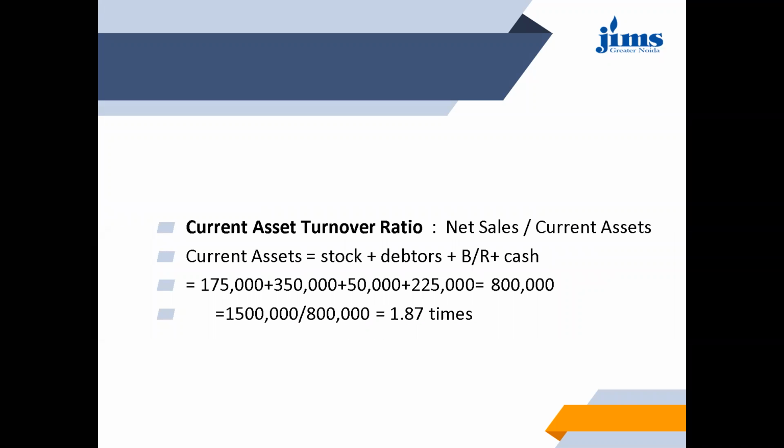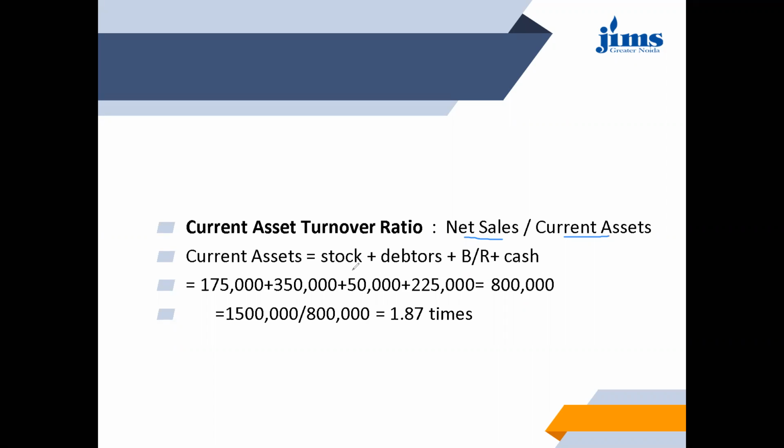Next is current asset turnover ratio. So net sales divided by current assets. So whatever particular asset we have to calculate, we just have to put that in the denominator. If it is current assets, we'll write current assets. If it is fixed assets, we'll divide it by fixed assets. If it is tangible assets, we'll divide it by tangible assets.